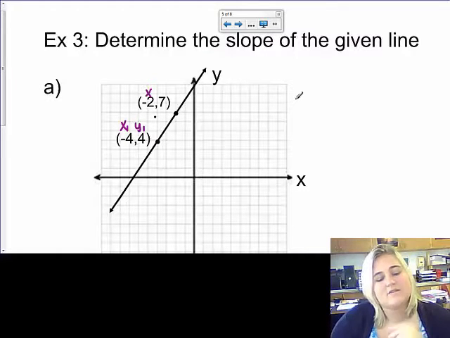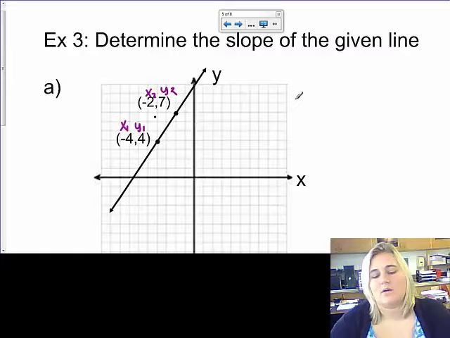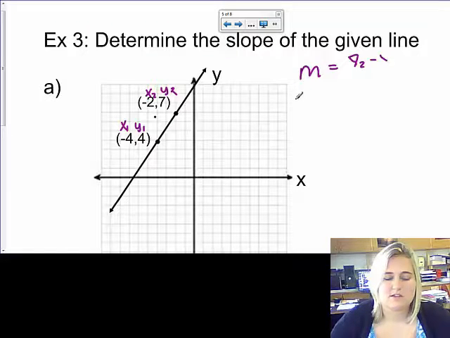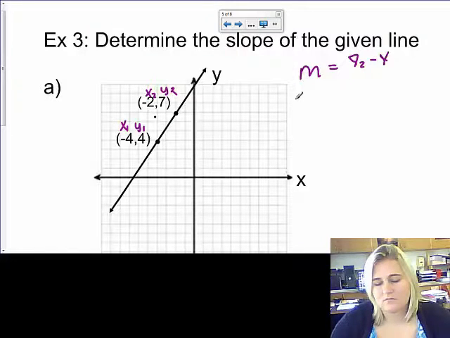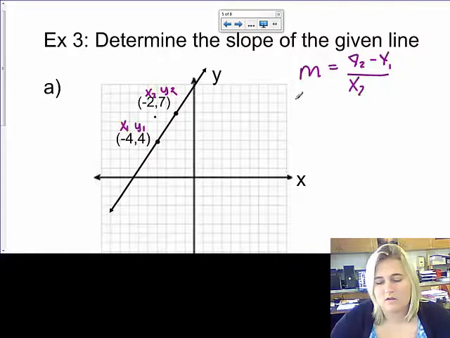and I usually always label them from left to right because that's the way that we read a graph, is from left to right. So I just usually start with the first one I see on the left and I label it and then go to the next one. Once again, you could put them in any order, you're still going to get the same answer. So I'm going to write my formula, which is m equals y sub 2 minus y sub 1 over x sub 2 minus x sub 1.